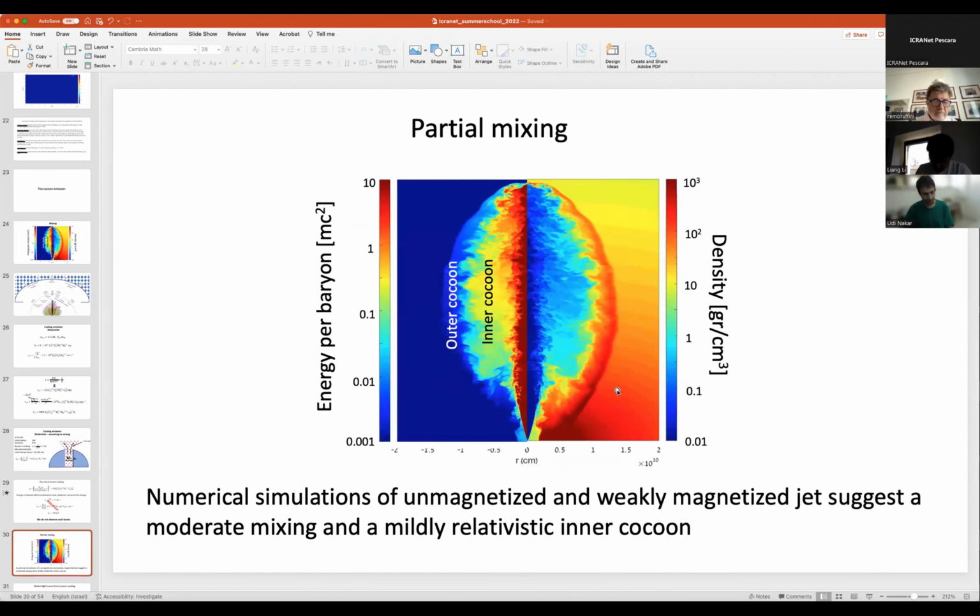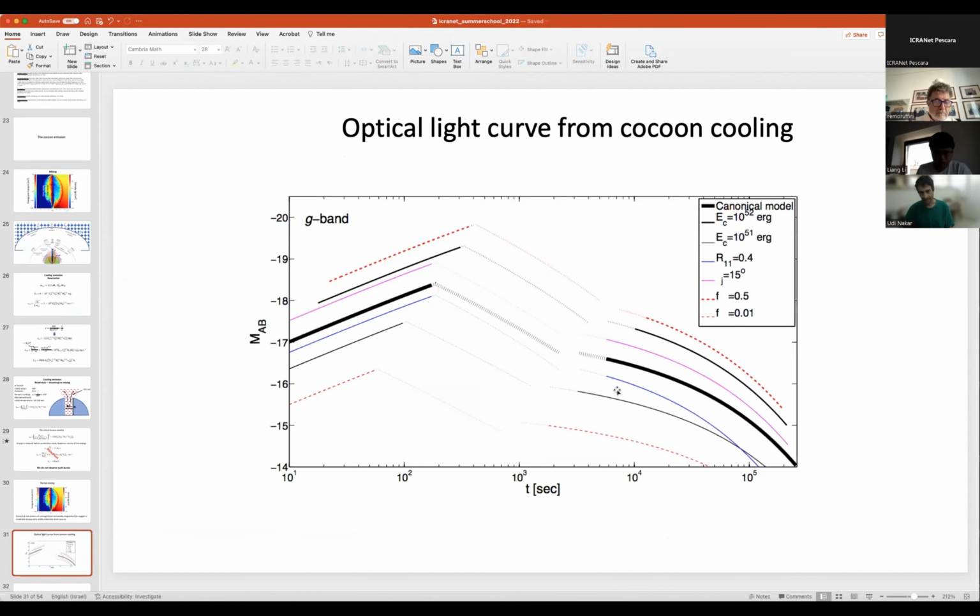Yes, so I already talked about that. This is a prediction of what we are going to see. What you see here is the emission. This region here is the emission from the inner cocoon, okay? And this emission is from the outer cocoon. This is what I talked about before.